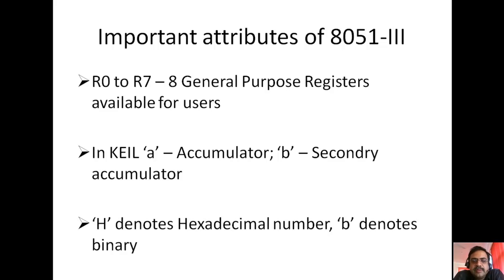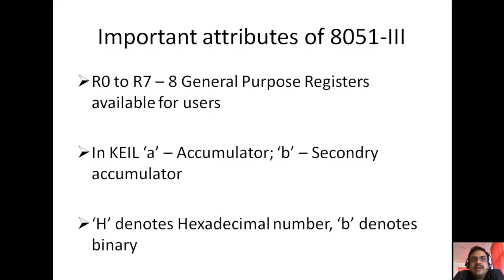The role of the secondary accumulator is to be like a personal assistant or a secretary to the main accumulator. Whenever we program in KEIL, we have to load some numbers to registers or play with numbers, or add numbers or subtract numbers. So we have to tell the KEIL assembler or compiler what kind of number we are inputting. Is it a hexadecimal number, or a binary number, or a decimal number?